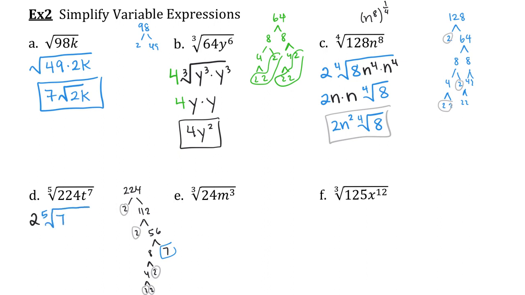Now for the t's, I do have t to the fifth, but then I have 2 more of them. Okay, so the 2 is going to stay. The fifth root of t to the fifth is t, but inside the radical, I'm going to have to keep this 7 and the t squared.